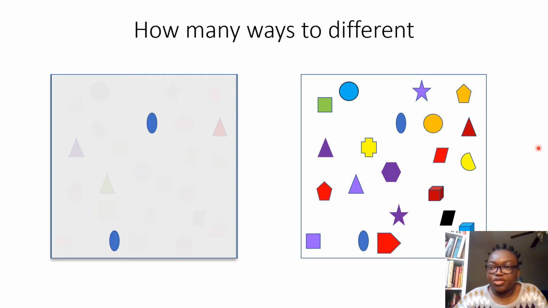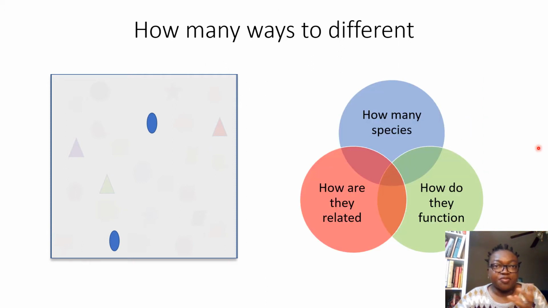And so when we compare two communities, what we're really doing is comparing beyond how many species there are. We're looking at how many species there are between both communities, how the species are related within each community, and how they function. So these are the things we're comparing between communities.